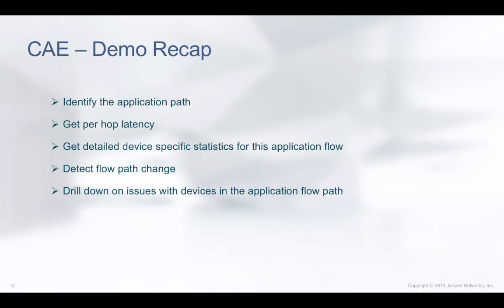Let us recap what we saw till now. With just a few clicks on Network Director, the app admin or operations team would be able to identify the application path, get per hop latency, get detailed device-specific statistics for this application flow, detect flow path change, drill down on issues with devices in the application flow path.